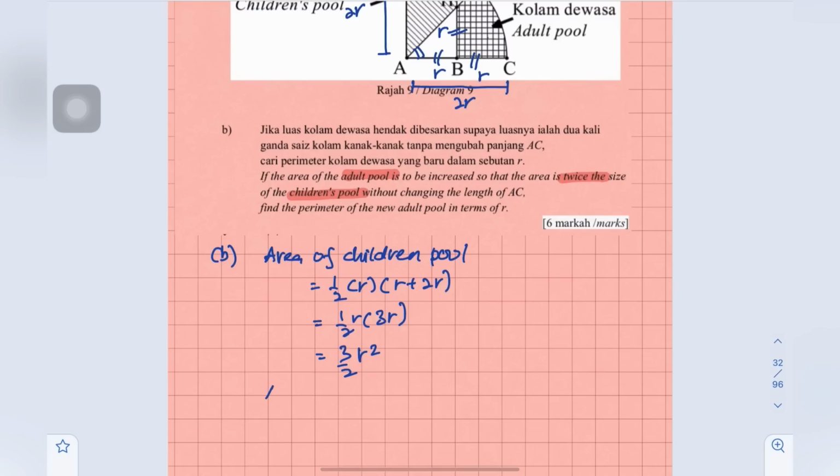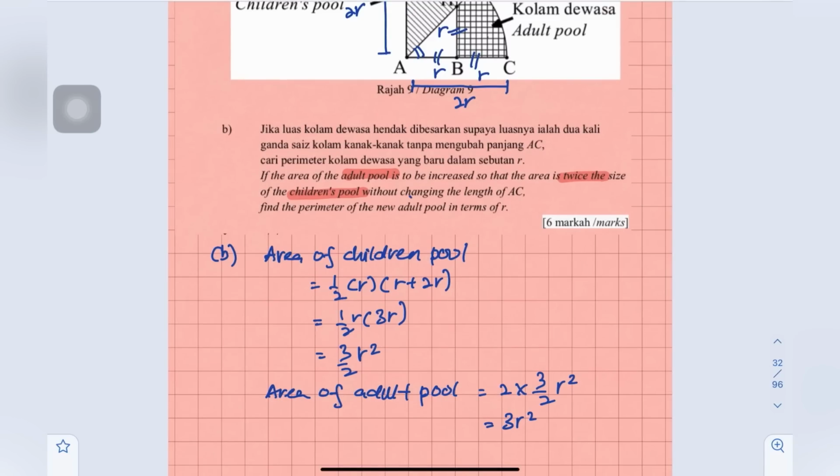So the area of the adult pool is twice, so 2 times 3/2 R squared, which is 3R squared. Next, to find the new adult pool area, AC cannot be changed.